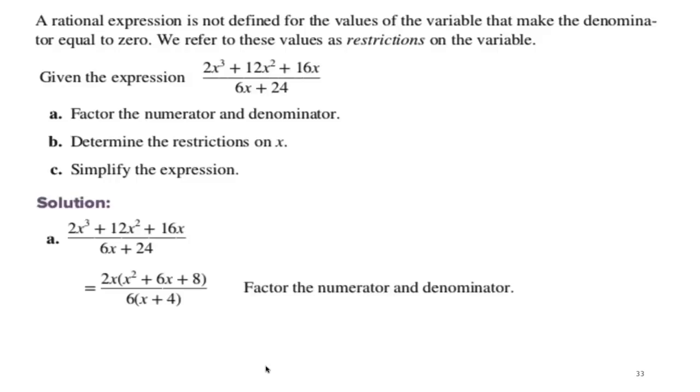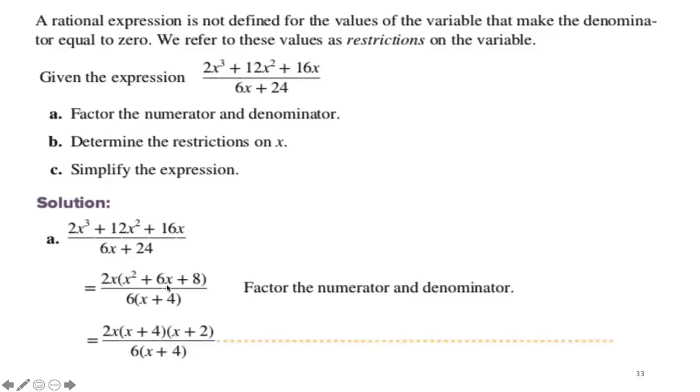So for example, here's a rational expression. Let's figure out what the restriction for this function is, as well as simplify it. So let's factor the numerator and the denominator. There's a common factor here, 2x, in all of these terms at the top, so I pull it out. And then there's also a greatest common factor in the bottom, which is 6. Pull that out.